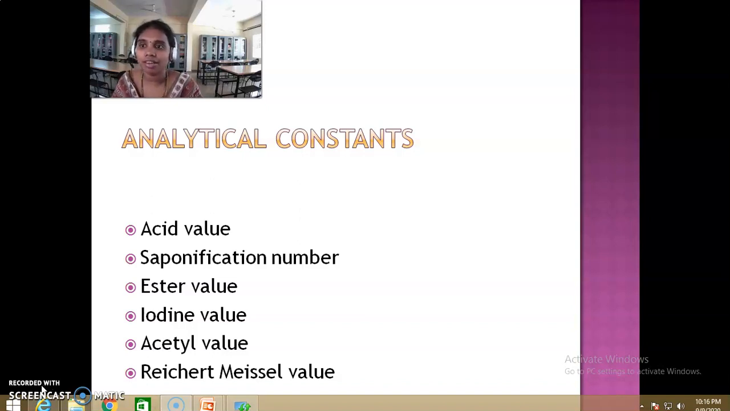So to analyze the fats and oils, we have different analytical constants or analytical parameters. These are the following constants: acid value, saponification number, ester value, iodine value, acetyl value and Reichert-Meissl value. In this session I will explain the first three analytical constants: acid value, saponification value and iodine value. Let us discuss one by one.